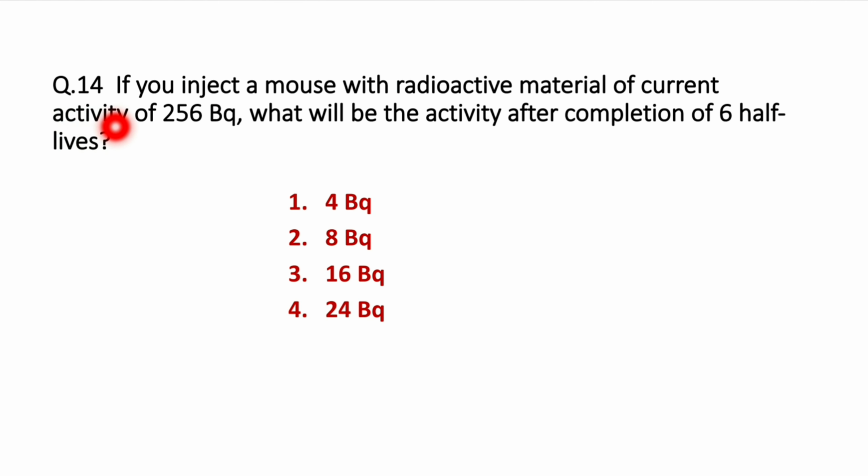Question number 14. If you inject a mouse with radioactive material of current activity of 256 Bq, what will be the activity after completion of 6 half-lives? The options are 4 Bq, 8 Bq, 16 Bq or 24 Bq. The right answer is option 1, 4 Bq.